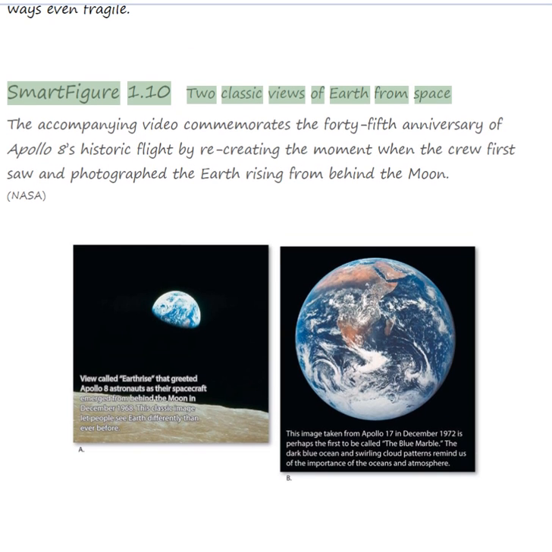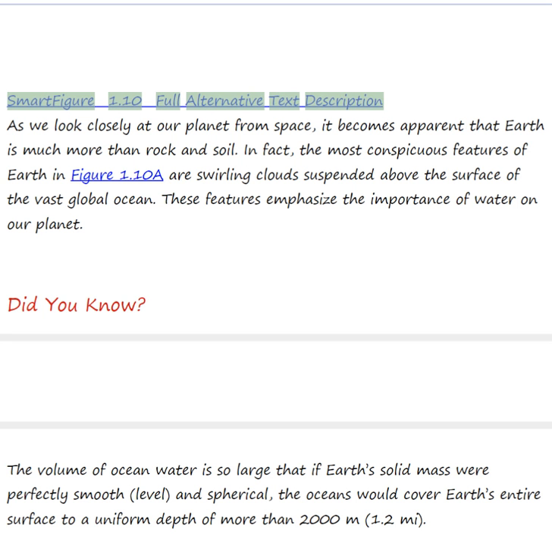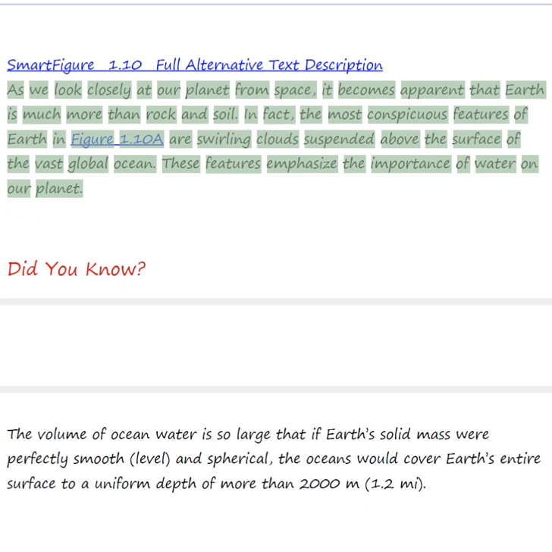Smart Figure 1.10 Classic Views of Earth from Space. Smart Figure 1.10 Full alternative text description. As we look closely at our planet from space, it becomes apparent that Earth is much more than rock and soil. In fact, the most conspicuous features of Earth in Figure 1.10a are swirling clouds suspended above the surface of the vast global ocean. These features emphasize the importance of water on our planet.